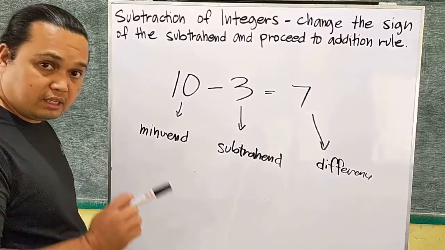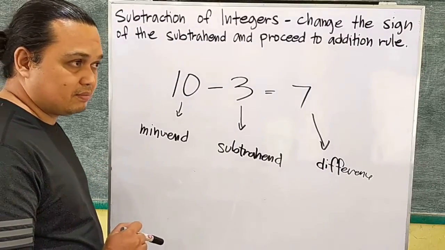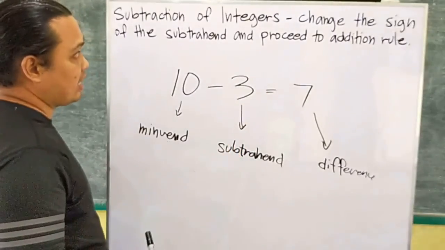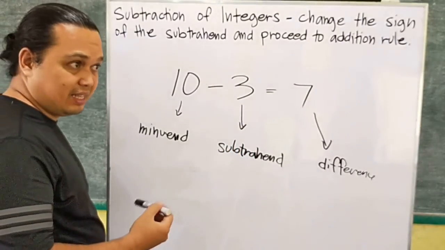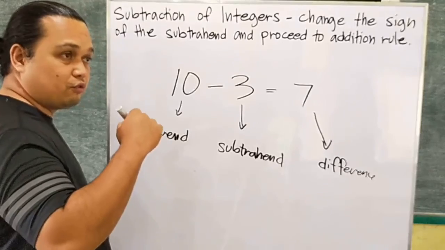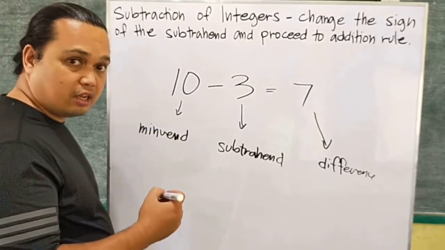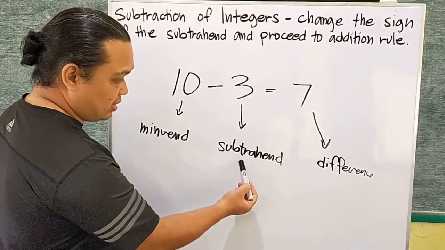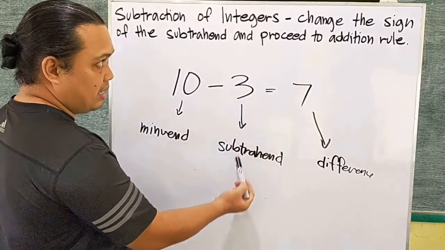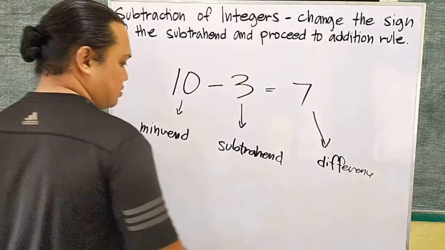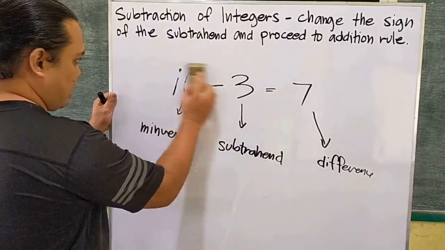Now, the rule is, in subtracting integers, change the sign of the subtrahend. We have to change it to the opposite of the original sign of the subtrahend, and proceed to the addition rule. Now let's apply that with an example.